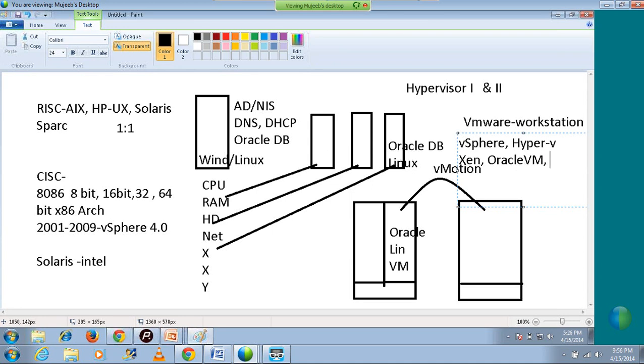And you have an open source called KVM, which is based on Linux. It's an open source hypervisor, type 1 hypervisor. Now, these are all type 1 hypervisors available on x86 architecture platform: VMware vSphere, Hyper-V, Citrix Xen, Oracle VM, and KVM. However, VMware vSphere is the market leader with 70% of the market share. Throughout the world, 70% of the organizations implement virtualization using VMware vSphere.